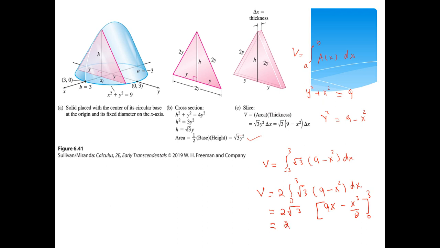2, so 2 square root of 3 times 27 minus, this is 27 divided by 3 is going to be 9. So then the volume, 9 minus 9 is 18. 18 times 2, that's 36. That's cubic units.